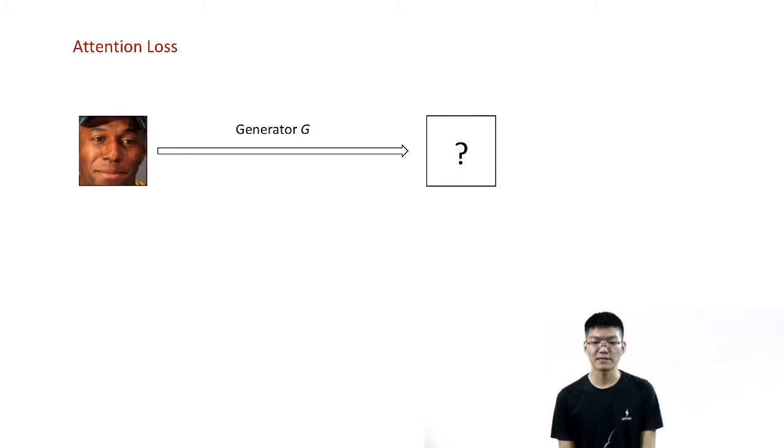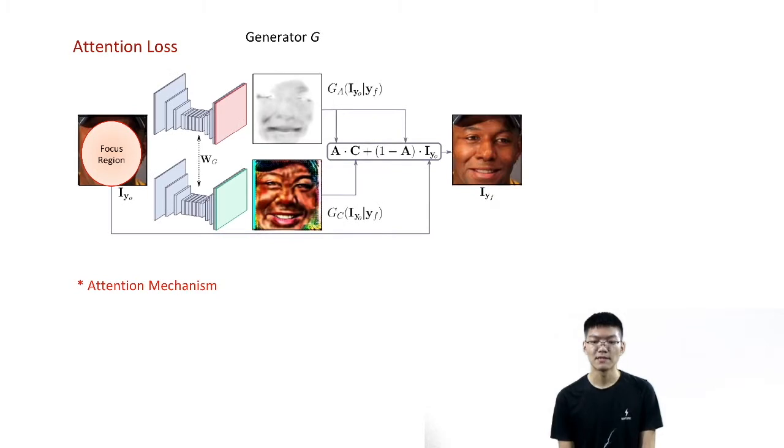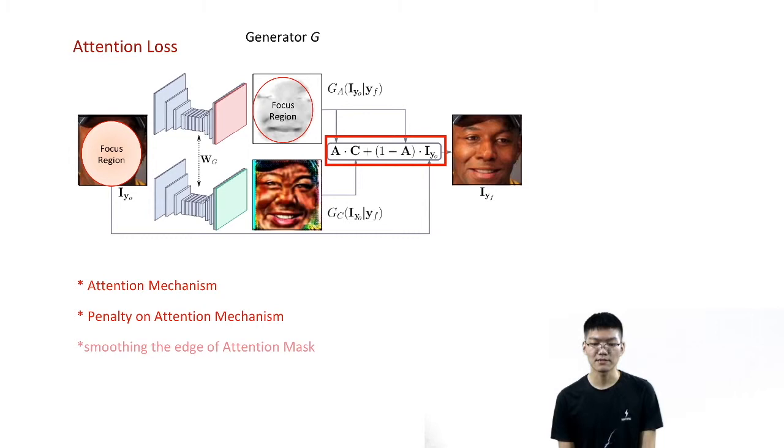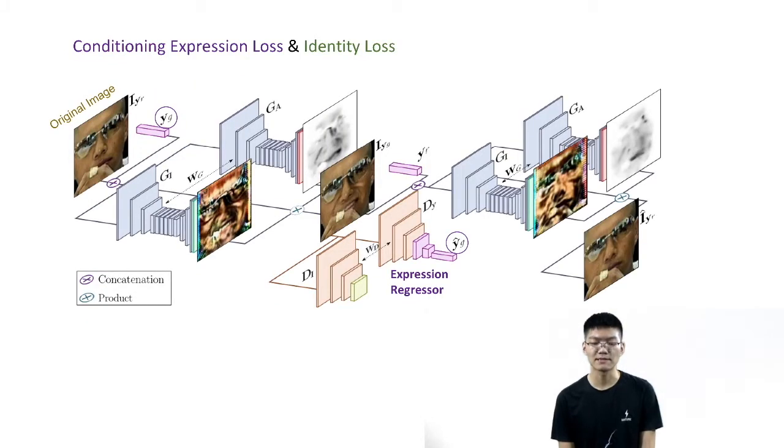Attention loss. When generating images, we should make the generator only focus on those regions that are responsible for synthesizing the novel expression. How can we achieve this? This paper introduced an attention mechanism. Concretely, the generator outputs two masks, a color mask and an attention mask. We get the final image by proportionally combining the color mask and the original image, according to the grayscale of the attention mask. In order to prevent the attention mechanism from saturating, a penalty on the attention mask is needed.